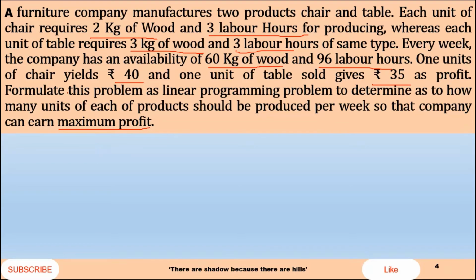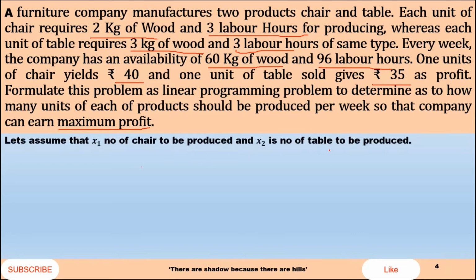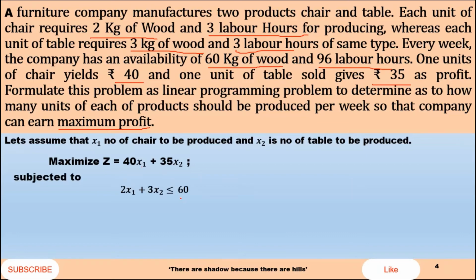Now identify the decision variables. Here we have to decide how many units of chair and table we should produce in order to achieve the maximum profit, right? So our decision variables are x1 equal to the number of units of chair to be produced, and x2 equal to the number of units of table to be produced. These are our 2 decision variables, and this is the objective function. Maximize Z equals 40x1 plus 35x2. 40 and 35 are the profit coefficients.